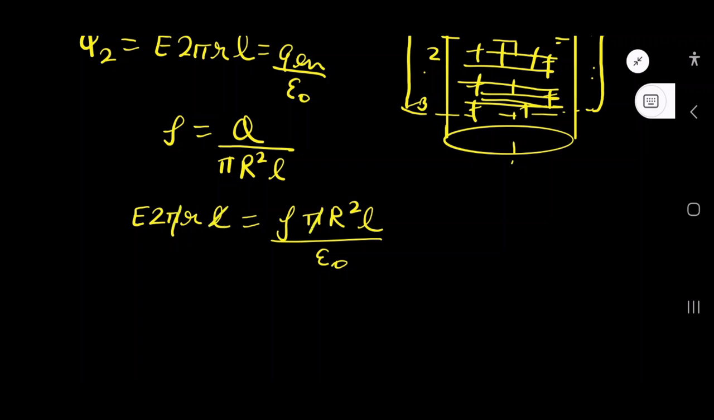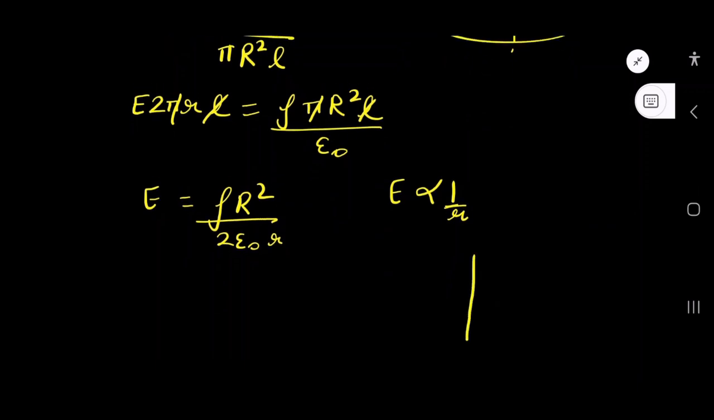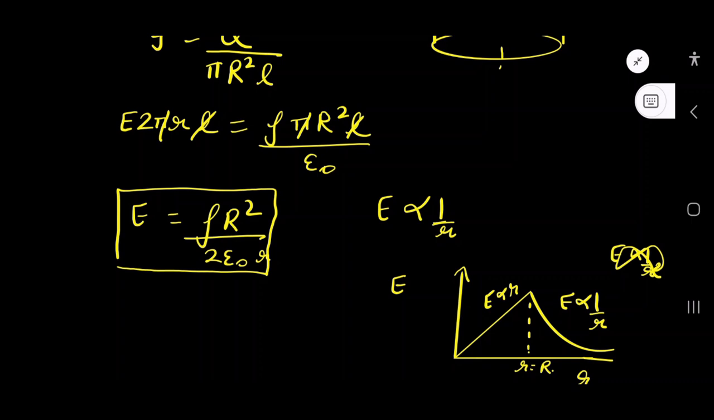We can cancel out pi and l from here, and we are left with the electric field equal to rho R square upon 2 epsilon naught r. So here we can see that the electric field is proportional to 1 by r. If we need to draw the graph for this, for r less than capital R we have seen the relation is directly proportional, and for r greater than capital R it is inversely proportional, 1 by r, while in the case of the solid non-conducting sphere it was 1 by r square. So this is the main difference. You have to keep in mind these expressions or otherwise practice them.